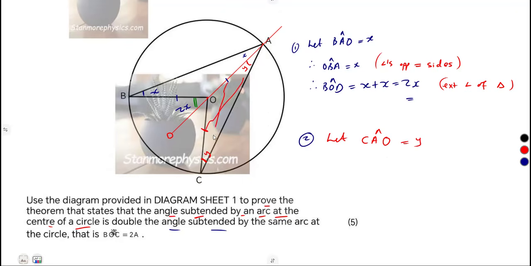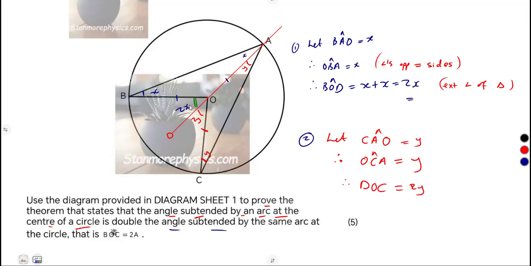So these are opposite angles from equal sides, and it's one and the same thing as before. Angle OCA is equal to Y, with the same reason as before. Therefore, angle DOC is Y plus Y, which is 2Y, similar to what we had before.